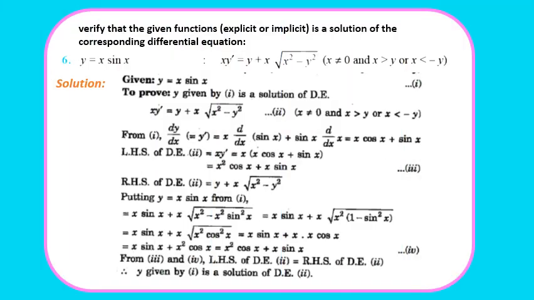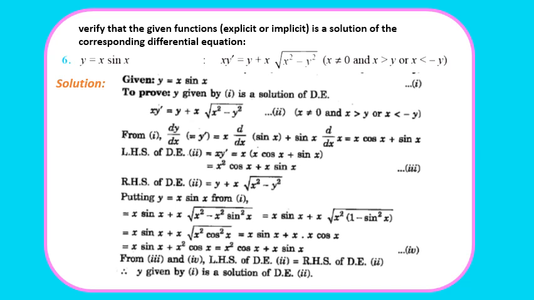Next we have question 6. Verify that the given function is a solution of the corresponding differential equation. The function is y equals x sin x, and we have to verify x y dash equals y plus x under root x square minus y square. So given is y equals x sin x, and we have to prove that equation 1 is a solution of the differential equation x y dash equals y plus x under root x square minus y square.